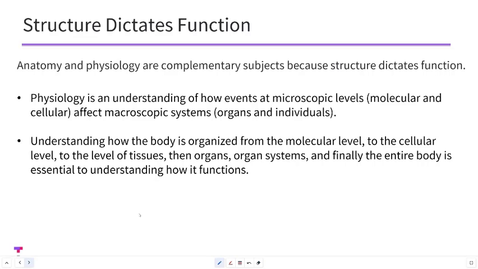The terms anatomy and dissection both mean cutting apart, and it is essential for the study of the human species. There are sub-branches of anatomy, like comparative anatomy, that involves the study of more than one species. And physiology is the understanding of how events at a microscopic level, both molecular and cellular, affect the overall totality of an organism. Physiology can also be subdivided into comparative physiology, where we study the biological functions of different species.